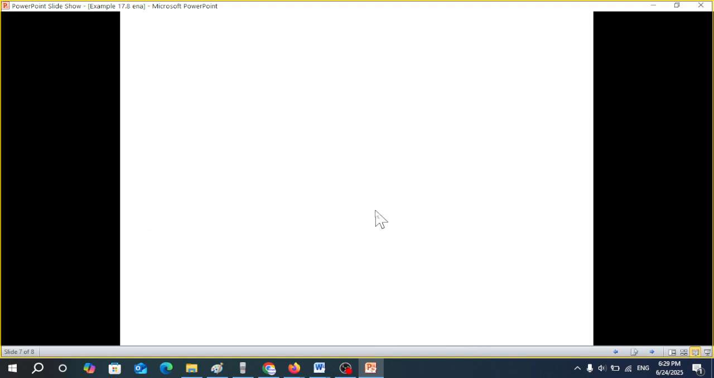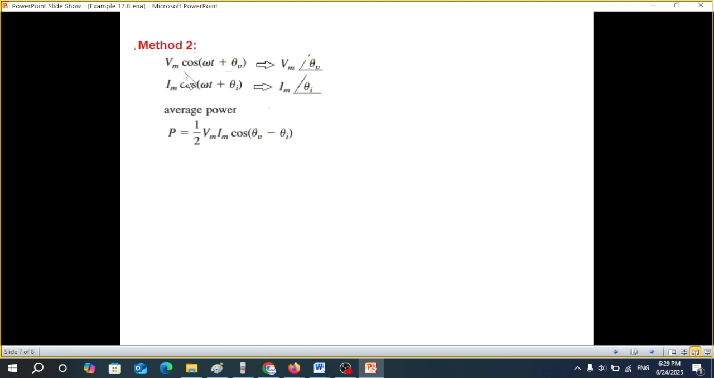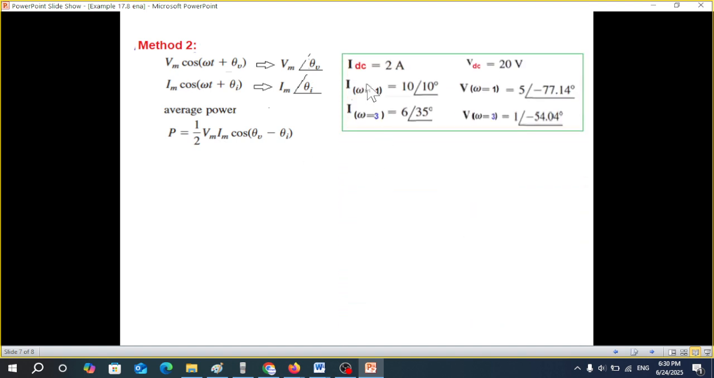Okay, but I think that there is a simpler way of doing it. We already know that V cos can be written in terms of phasor as magnitude and angle, and similarly current can be written as magnitude and angle. And the average power for AC part is half Vm I m cosine theta V minus theta I. So we can use this formula. And in our case, we had found these values of current and voltage. So we'll plug in the values.